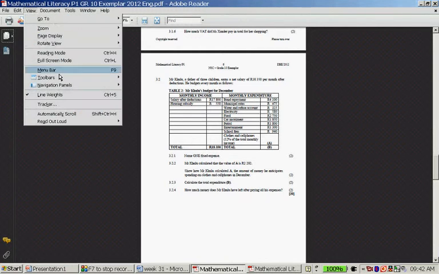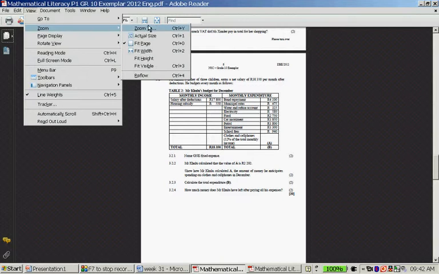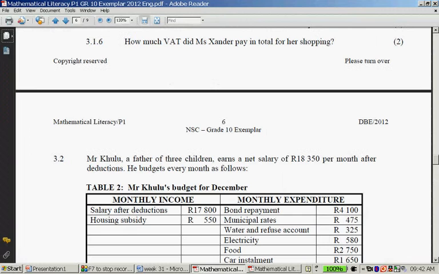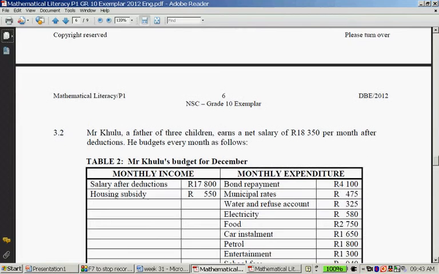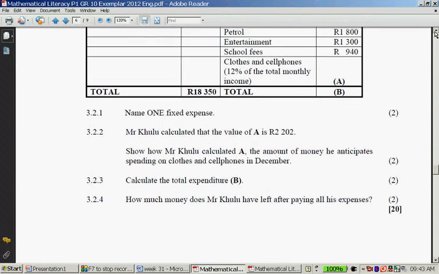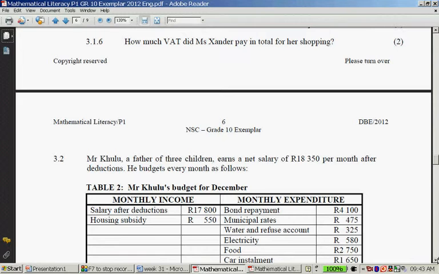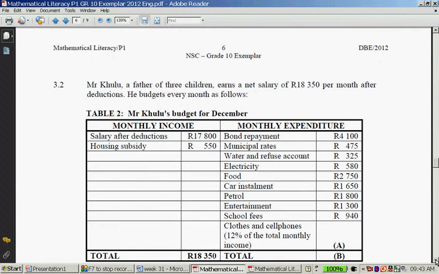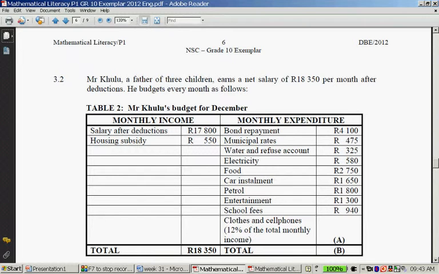Let's just view it at a much larger size. Mr. Kulu, a father of three children, earns a net salary of 18,315 rand per month after deductions. He budgets every month as follows. Salary after deductions is 17,800. House subsidy is 550. This is an extra amount that he usually gets on top of his salary, and it amounts to 18,350, which they told you there.